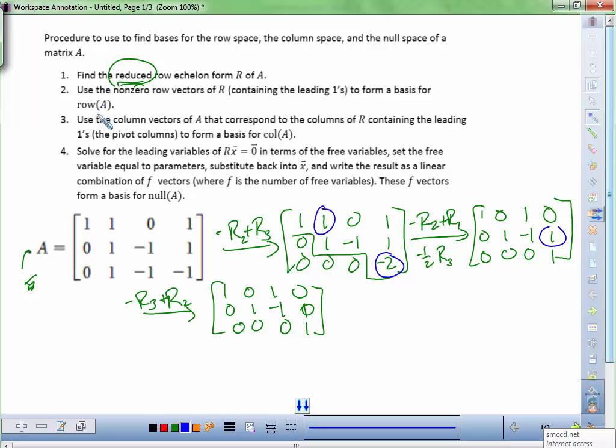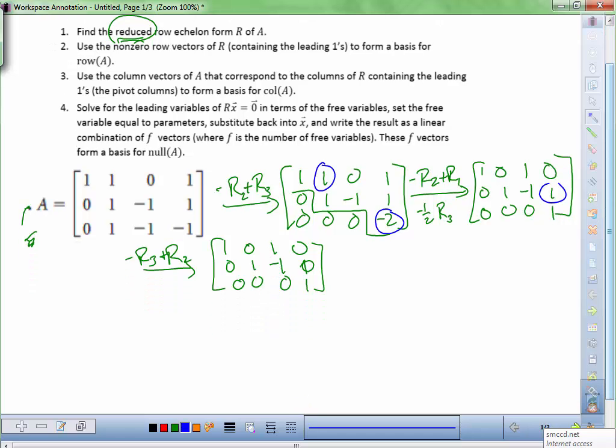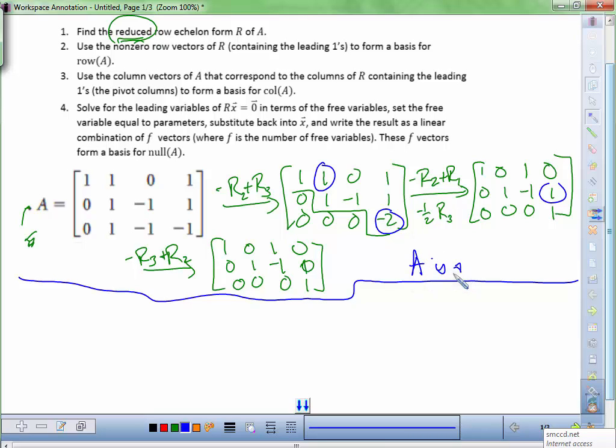Now, to find the basis for my row space, I have to look for all the non-zero row vectors in R containing a leading coefficient of 1, the leading 1 in each of these rows. And that forms a basis for the row space. By the way, let's make a couple more observations about A. A is a what by what matrix? It's a 3 by 4 matrix. So in terms of an M by N matrix, M is 3 and N is 4.